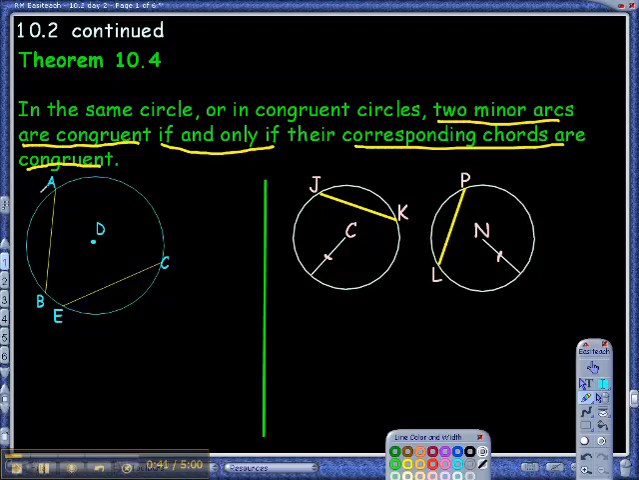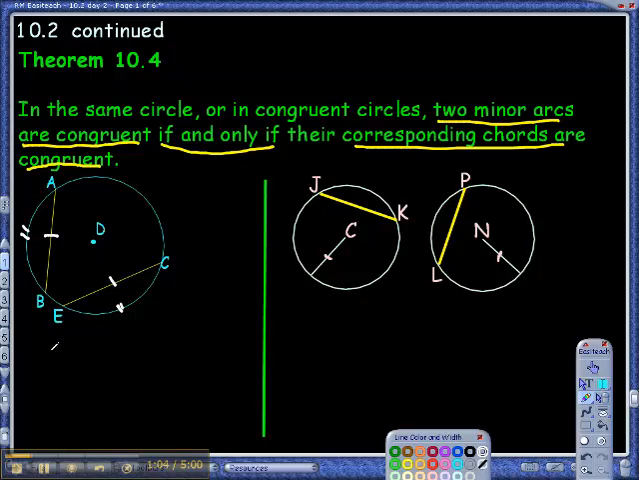First of all, in an example where we've got 2 chords in the same circle, if we know that these chords are congruent, that would also mean that the arcs were congruent. Also, if we knew that the arcs were congruent, that would mean that the chords would be congruent. Because it's biconditional, it works both ways.